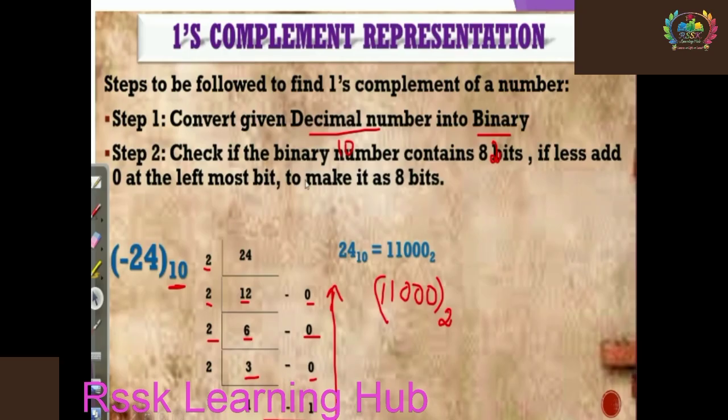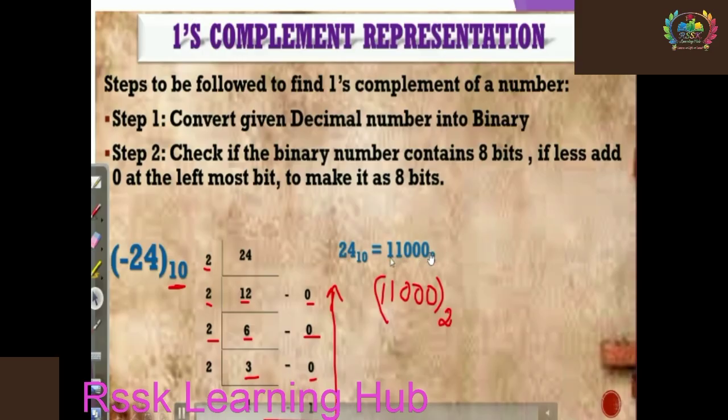So next is to check if the binary number contains 8 bits. If it is less, you have to add 0s. Here you have to check the value of it. How many bits are there? Just count: 1 1 0 0 0. So in total only 5 are there.